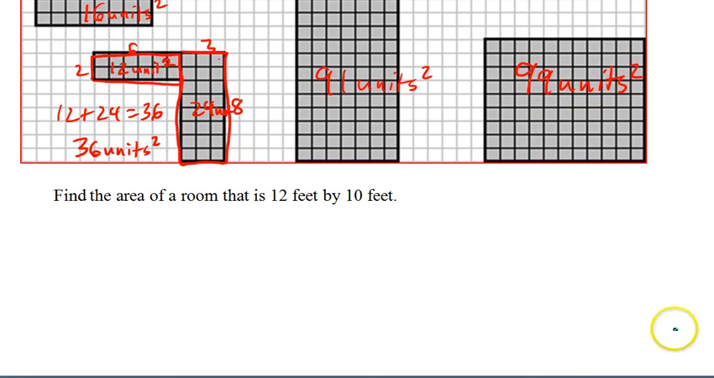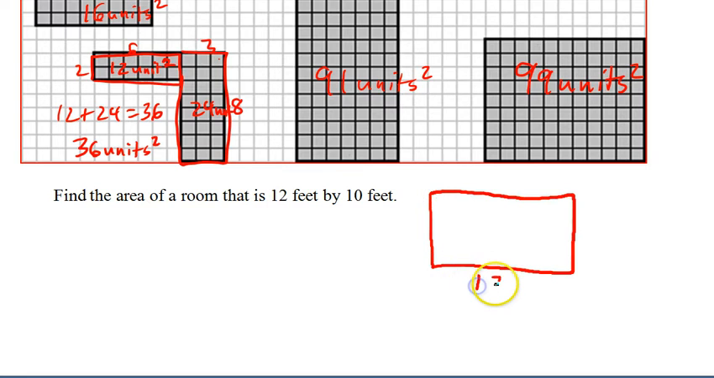Find the area of a room that is 12 feet by 10 feet. How do you do that? Well, this is a room. So if you were to draw a room, we're assuming it's a rectangle, and that means it's 12 feet by 10 feet. And then our area is just 10 times 12, which is 120 feet.